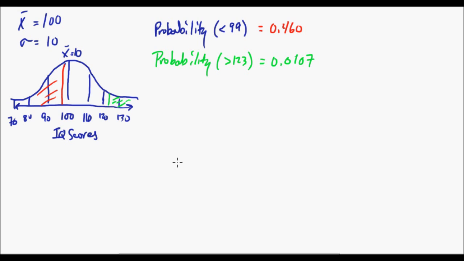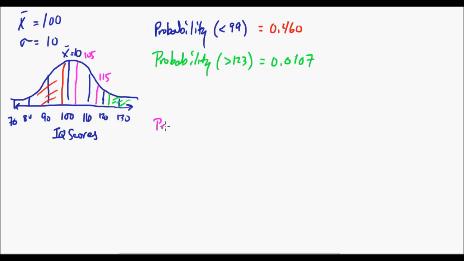Now, you can also find the probability between, let's say, 105 and 115. Again, this would be your lower bound, 105, and upper bound, 115. You do it exactly the same way, okay?